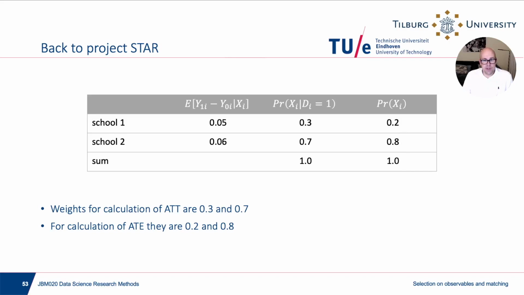What are the weights for the calculation of the average treatment effect on the treated? Well, then I have to take these weights: I take 0.3 times this plus 0.7 times that. And for the calculation of the average treatment effect, there will be 0.2 and 0.8, and otherwise I do the same calculation.